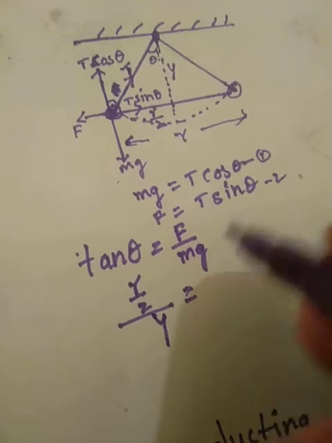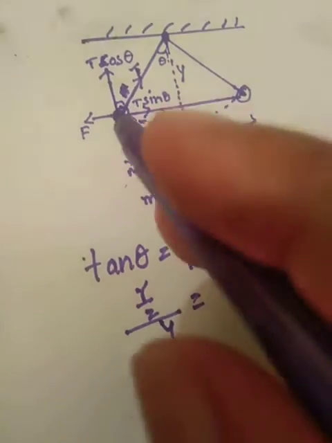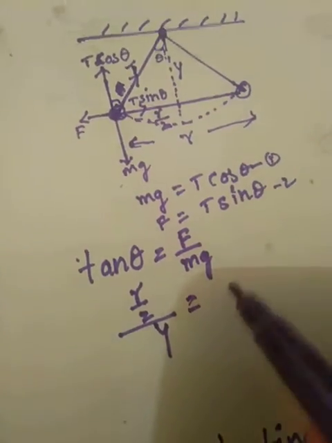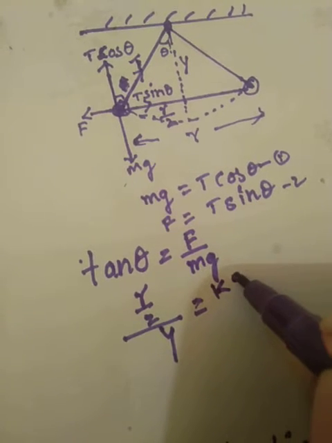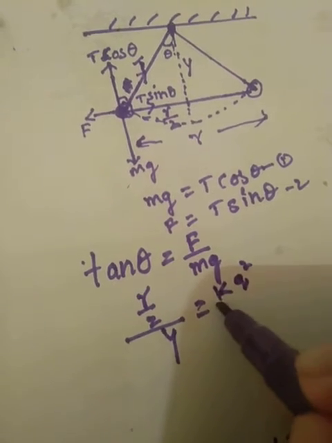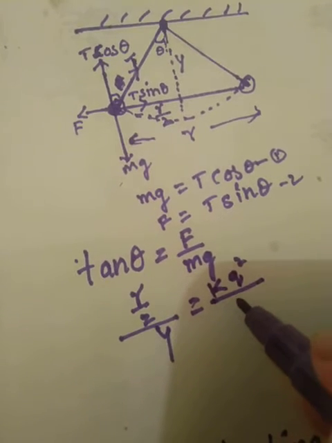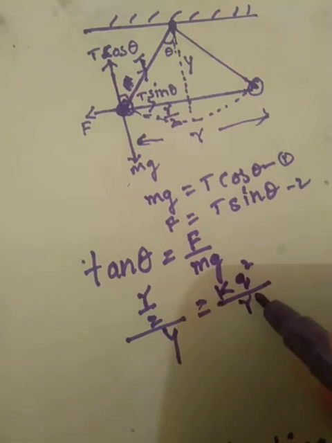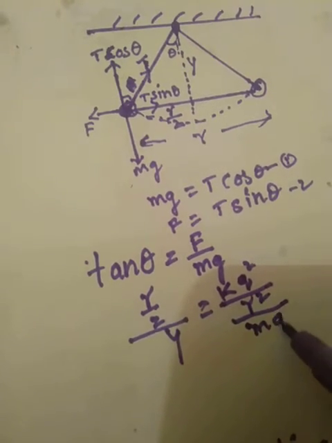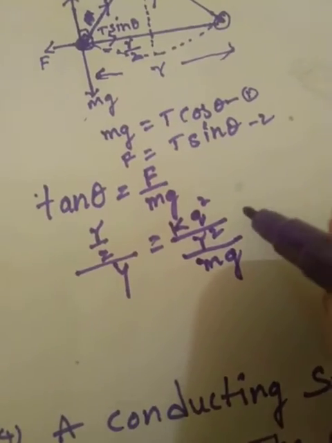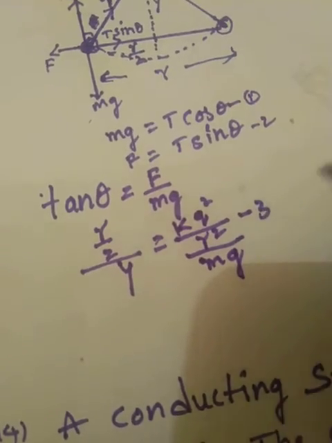Then that is equal to, so what is F? This is the repulsive force between the two point charges. That's the Coulombian force, k q square divided by r square, all divided by mg. So I will take it as equation 3.